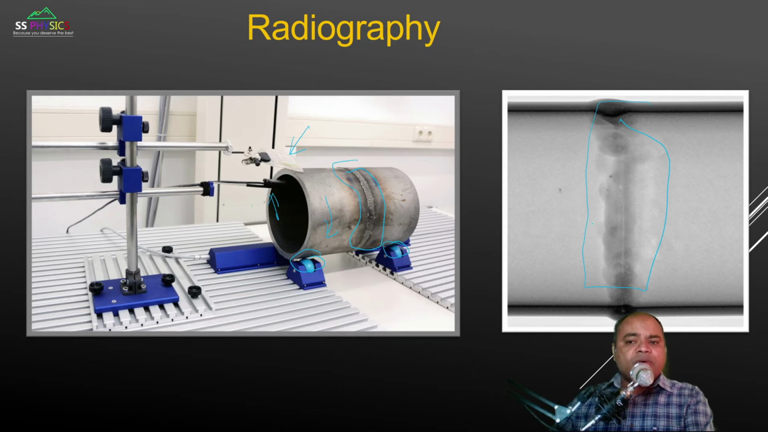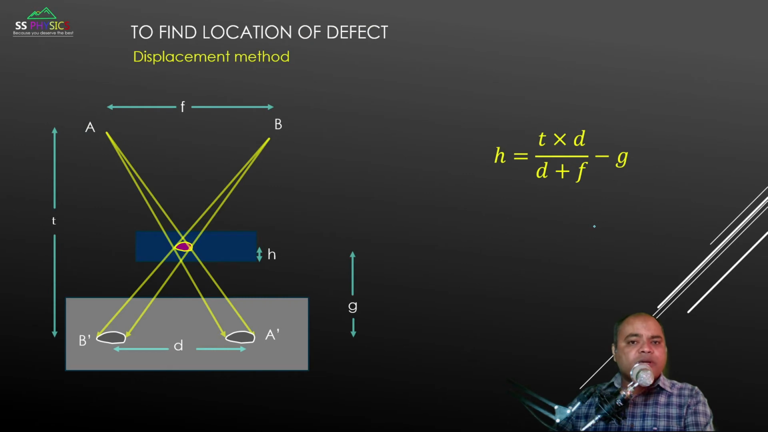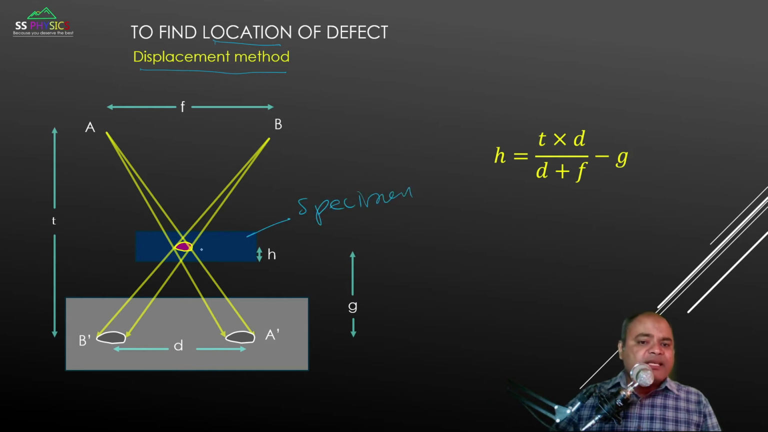Now this is all about detection of a flaw, but what about the location of the flaw? To find the location of the defect, we have to use the same X-ray method, but with a little bit of modification. So what is that? We have to use the displacement method. Now what is the displacement method? In the displacement method, we take more than one impression of that sample. So let us see what has to be done here. You will see that this is the specimen to be tested, and this is some flaw or defect.